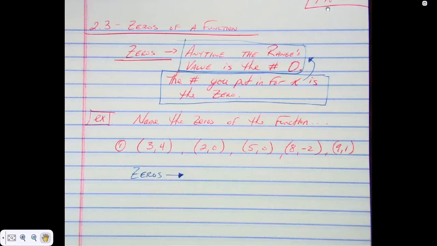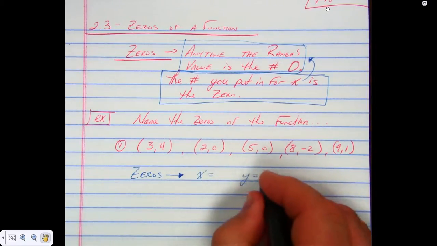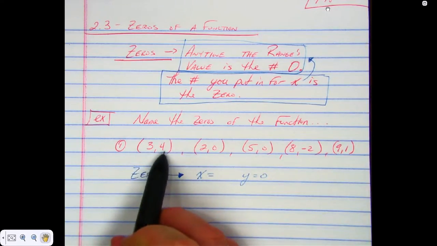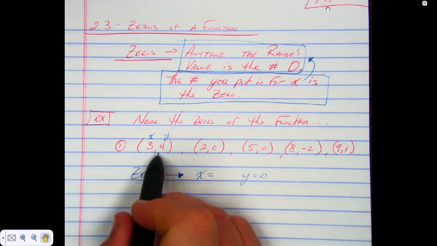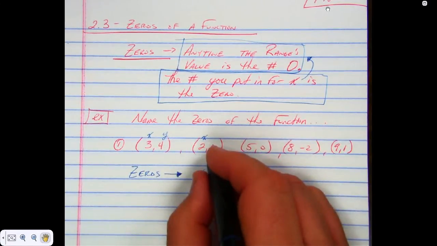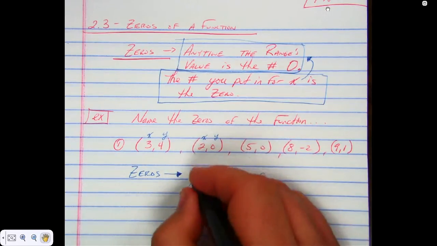It's another way of saying, what ordered pairs have 0 in the range? In other words, what numbers when x was equal to this did we get y equal to 0? Were there any numbers here? When we put 3 in for x, what was y? So is 3 a 0? Because we got what as an answer? Okay, when we put 2 in for x, what do we get as an answer? 0. So is 2 a 0? Yes, 2 is a 0 of the function.